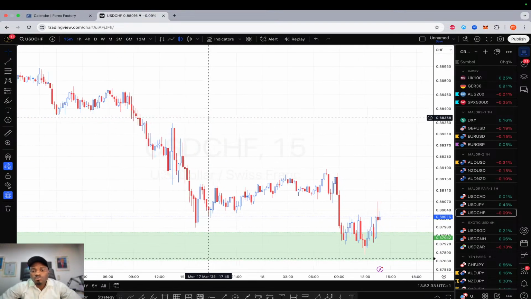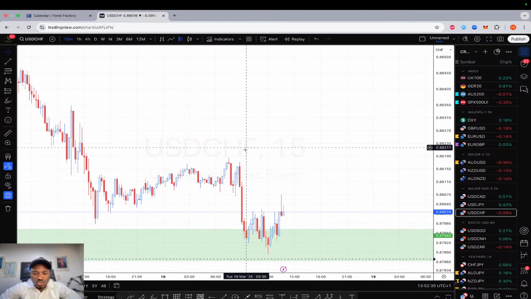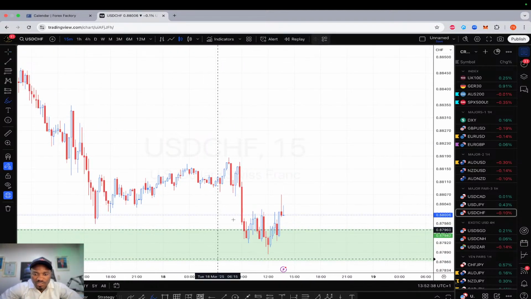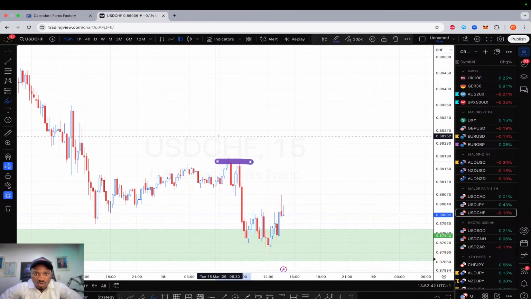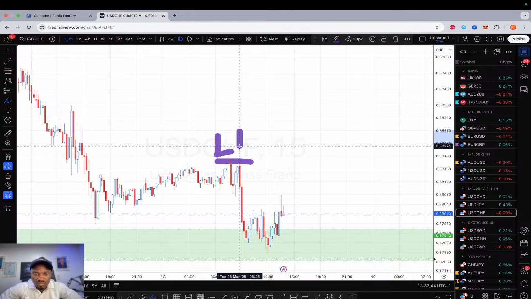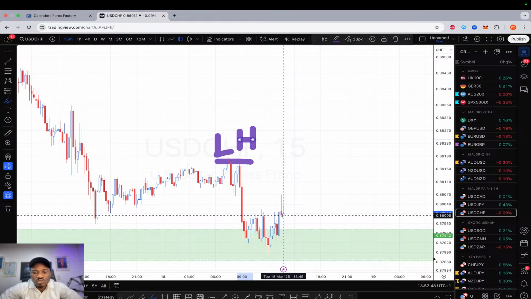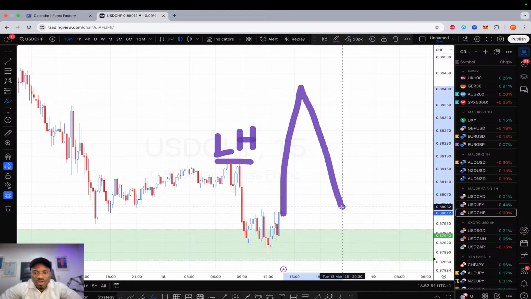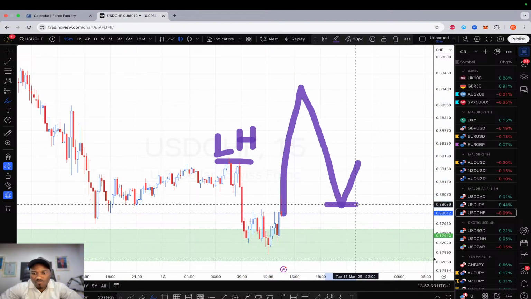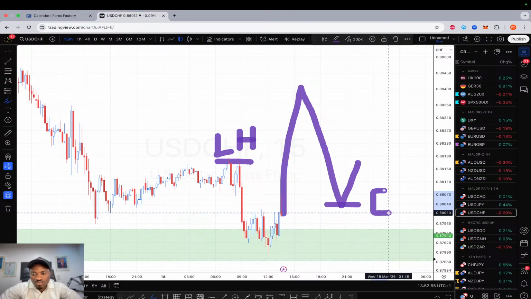So if you're going to be looking out for an entry on USD Swiss, I think if price can give you this pattern, this is the last low high swings right here. Low high swings, you can see that. So if price can give us a push all the way up, come back, then what? We look out for our entry at this zone.